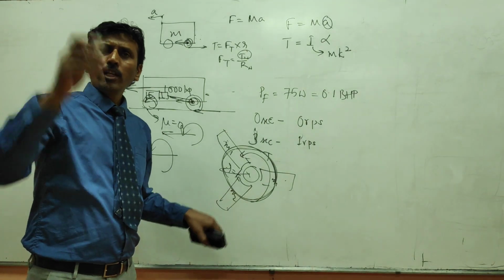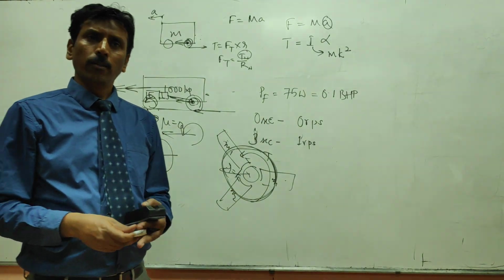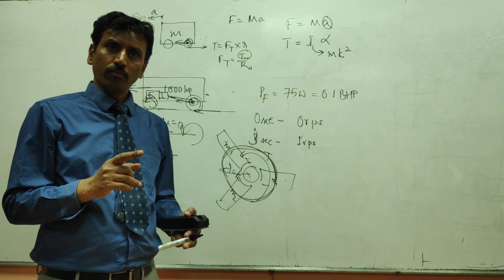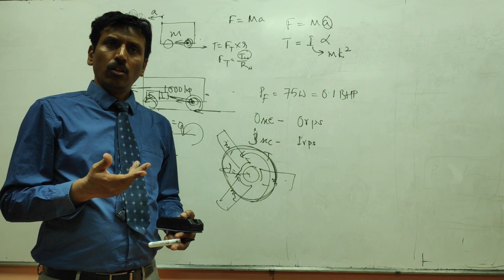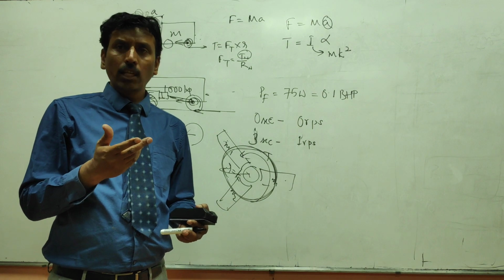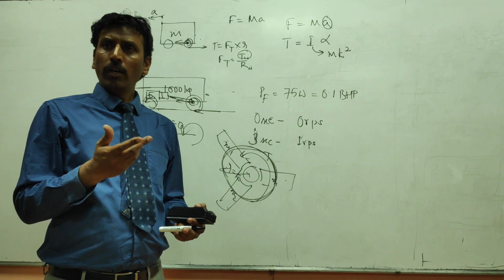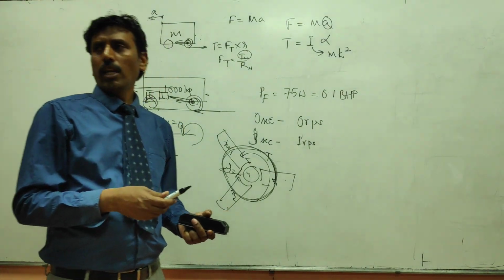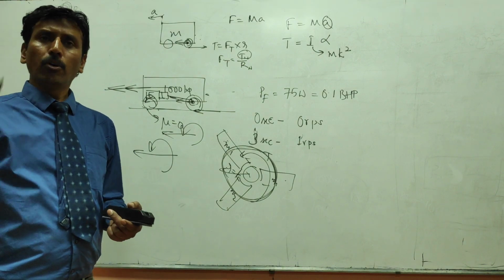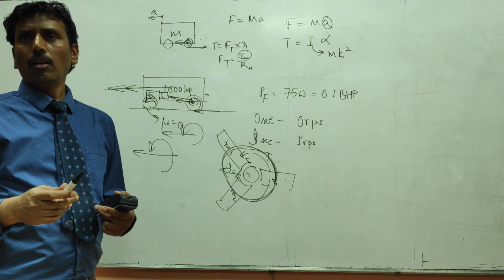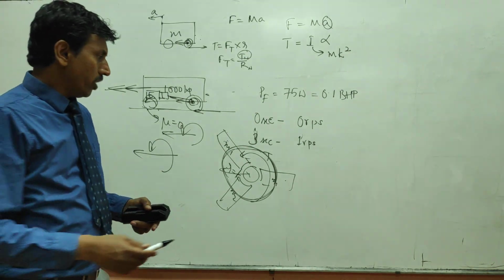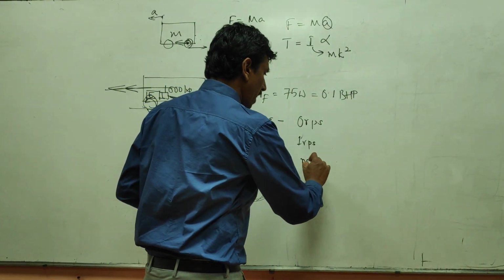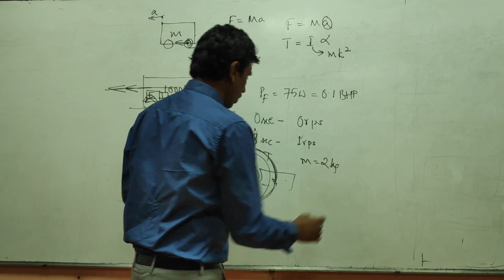What do you think is the weight of this single blade? 1 kg? Less than 1 kg? One blade will be less than 1 kg, maybe 500 grams? So let us take the whole blade and this hub, everything, to be around 2 kgs. So let us say that the mass of this is 2 kgs.